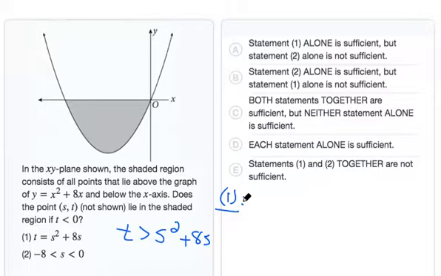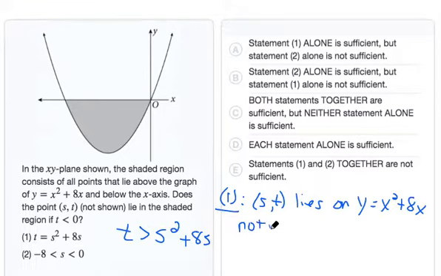Now if we think about y for a second, we have the point st. If this equation is true for statement 1, that means that st actually lies on the curve y equals x squared plus 8x, and not in the shaded region.